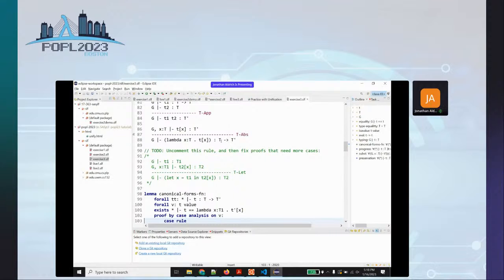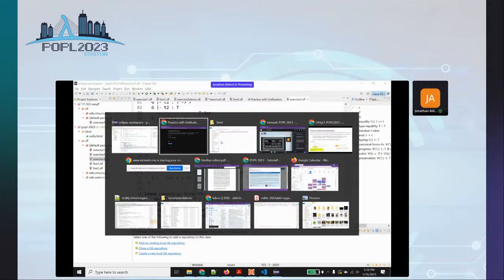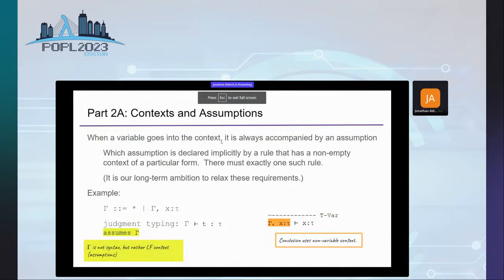Now, if you go back to the slides. Now that I've shown the dirty secrets on this, this is the slide I had on it. The idea of Twelf is that when a variable goes into context, it is always accompanied by an assumption of a relation. Which relation that is, is determined implicitly by using one of those special rules. In the example, the typing relation had the special rule that meant typing goes into the context with a variable. So here, the gamma is not syntax. This is a special kind of rule, which shows that T-var is the one that says what assumption goes into the context. And it's a typing assumption.